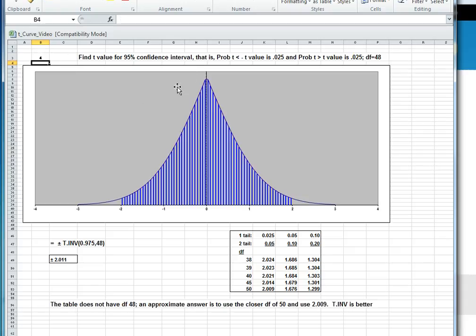Now, one more tricky one. Let's do the same problem as we just did, except with degrees of freedom equals 48. Well, the 48's a little wrinkle because the t-table does not give you degrees of freedom of 48. It gives you 45 and 50. Well, 50 is closer to 48 than 45 is, so if we're going to use the table, we have to use the 50 value, which is 2.009. A better answer will be to use T.INV with the 48, which will give you 2.011, or StatCrunch, which will give you the exact values.